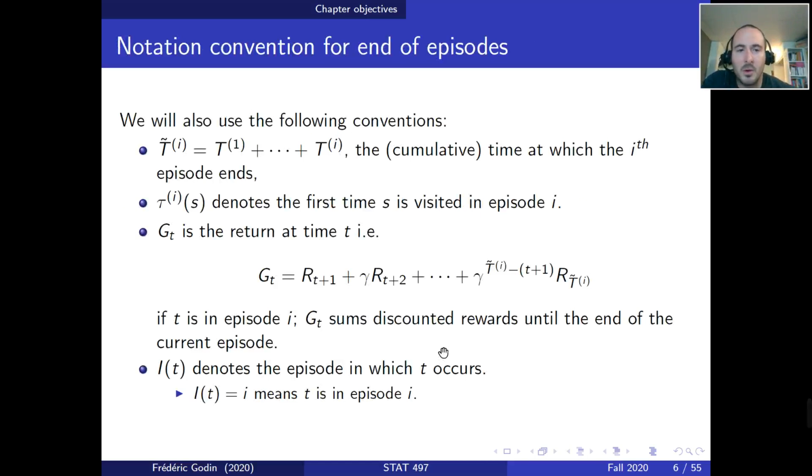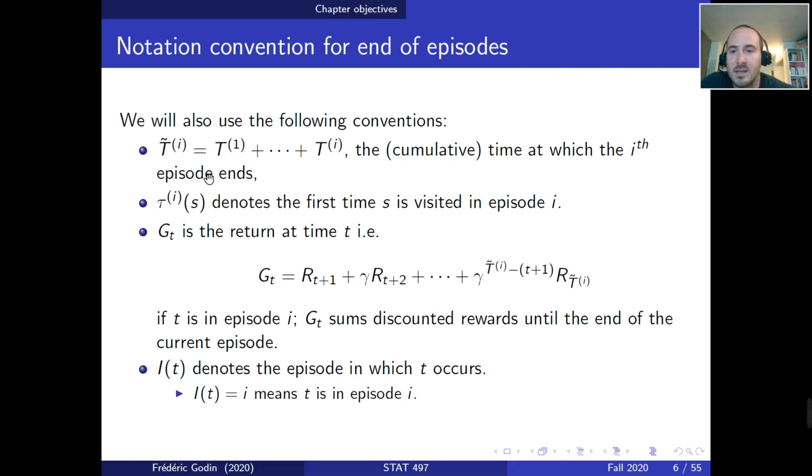Here, recall that T1 is the number of states in episode 1, T2 is the number of states in episode 2. When I say number of states, I mean number of time points before reaching the terminal state. Ti denotes the number of time points before reaching the final state in episode i. Here we'll denote by T tilde i the sum of the first T1 until Ti, which is the cumulative time across all episodes at which the ith episode ends.